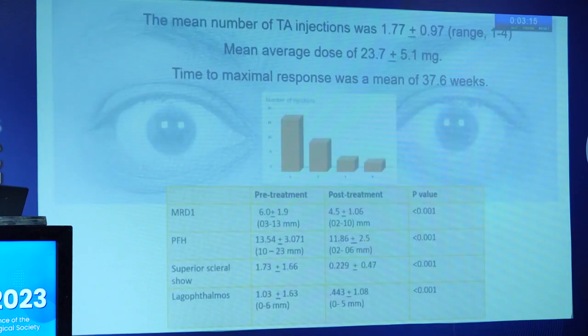The result was that the mean number of injections required was 1.7, with a range of 1 to 4. The maximum number of injections required was between 1 to 2. Mean average dose was 23.7 milligrams, and time to maximal response was a mean of 37.6 weeks. All the values that we measured pre- and post-treatment, the MRD1, the PFH, the superior scleral show, and the lagophthalmos, showed statistically significant change.